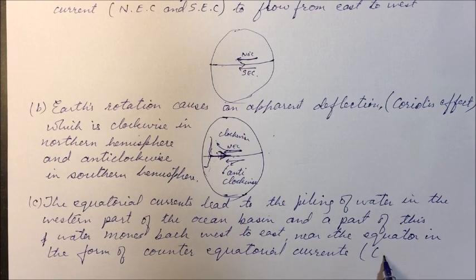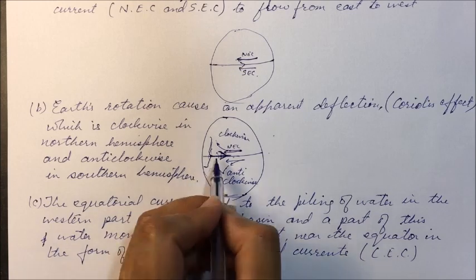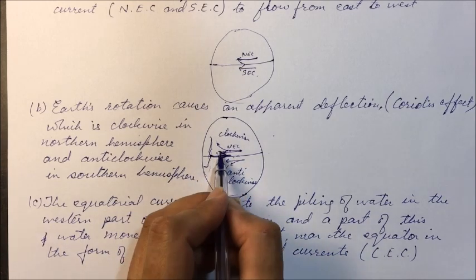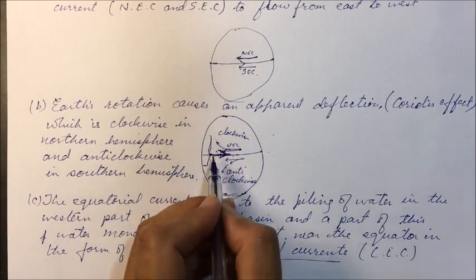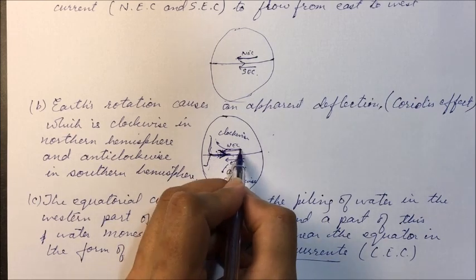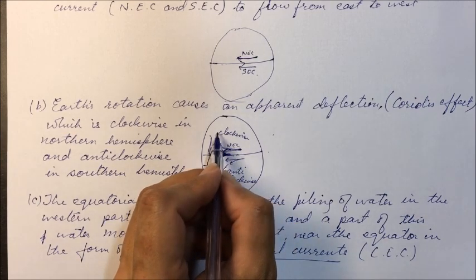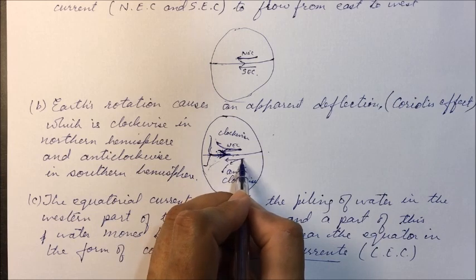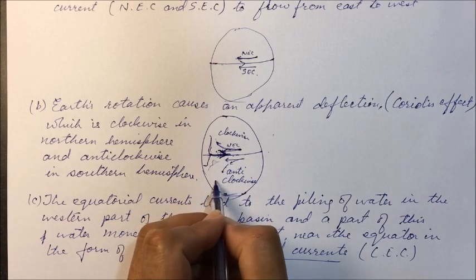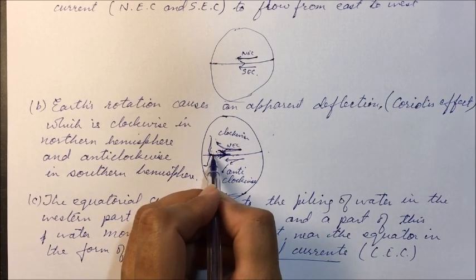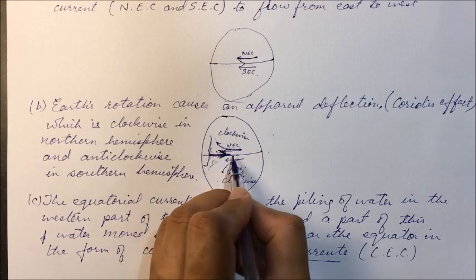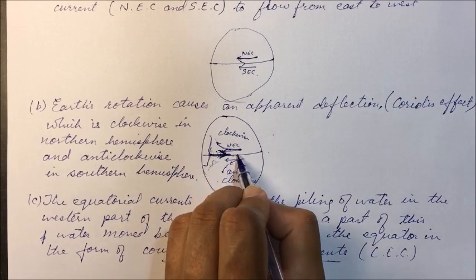That is the counter-equatorial current. So a part of it gets deflected in the northern hemisphere in clockwise direction and the other in the southern hemisphere in anti-clockwise direction, and a part of it moves back from west to east in the opposite direction.